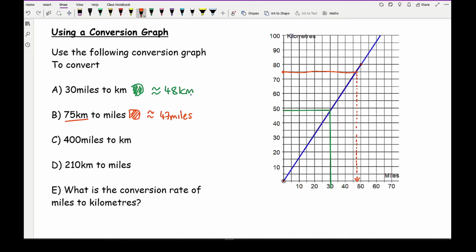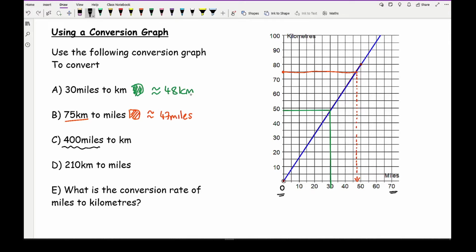Here we've got to convert 400 miles into kilometers. The problem with this is that my scale only goes from 0 to 70. That's the only type of values that I can use to work this out. However, the problem is I've got to convert 400 miles.